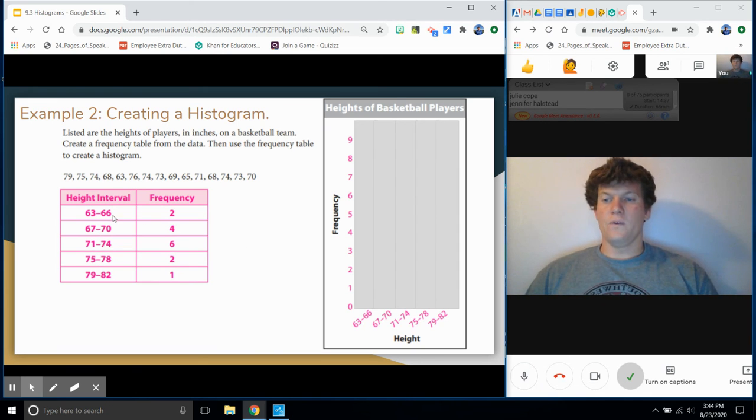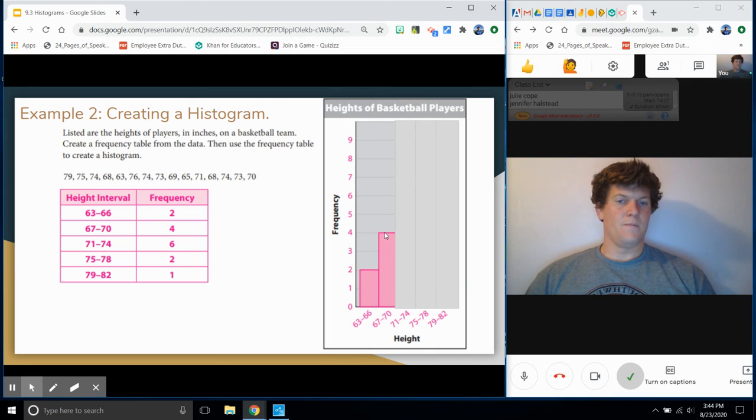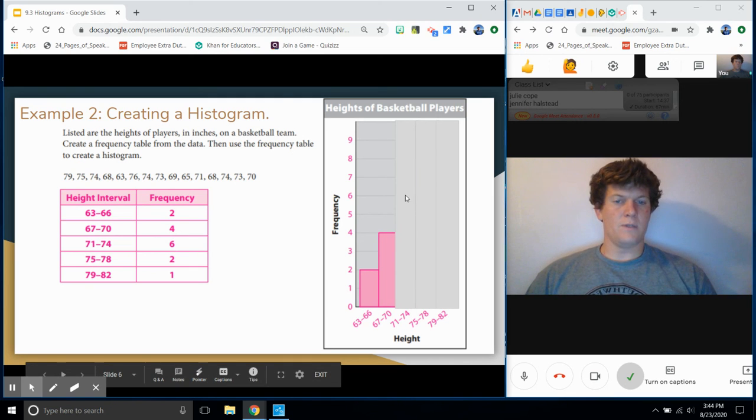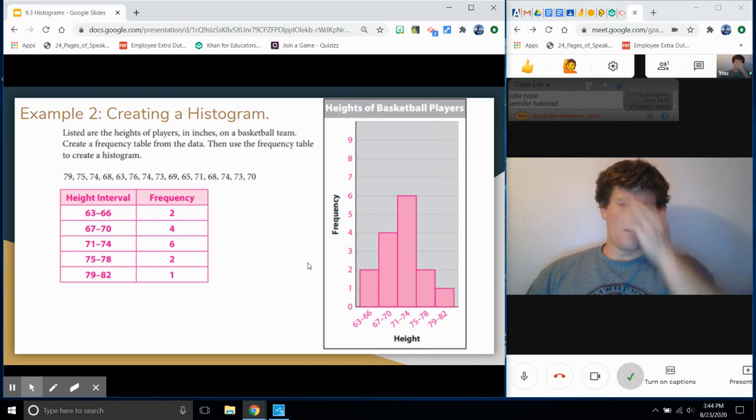For the first interval, it's a frequency of 2. So this first interval should have a bar going all the way up to 2. Next interval was a 4. So this interval should go all the way up to 4. After that, we had 6. This was our tallest one. So 71 to 74, all the way up to 6. Then 2. So we're back down low again. And a 1. Small range there. There's our histogram. We've created it.